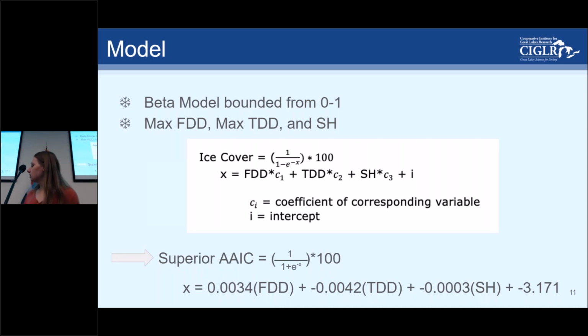In this equation, we can see that this is how the beta model works with each year given. This works for average ice cover and maximum ice cover. For this part right here, this is the logit function, where it keeps the data bounded and transformed between 0 and 1. And then the x part, the exponent, is right here with the coefficients and intercepts changing for each model and for the lake. And then you times it by 100 again to get it to a percentage. The superior annual average ice cover equation is an example of this, with the coefficients and intercepts changed.